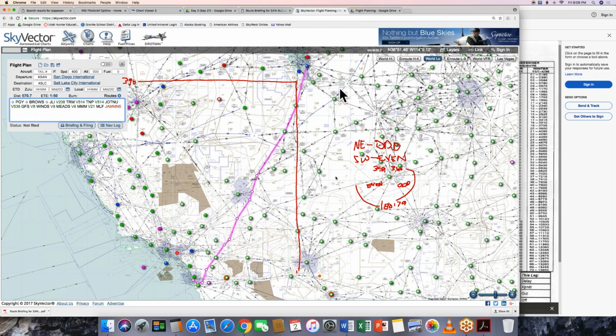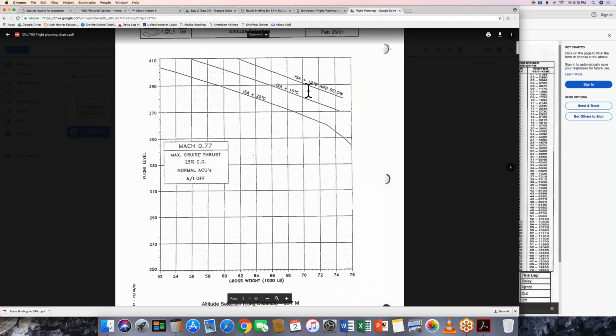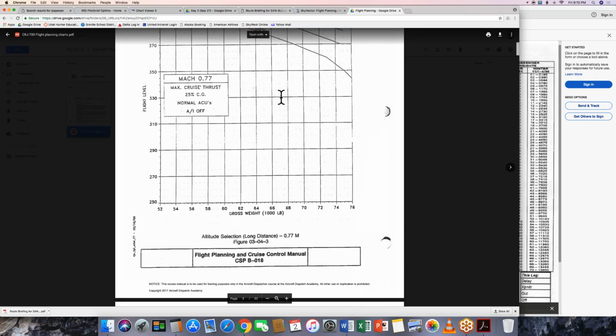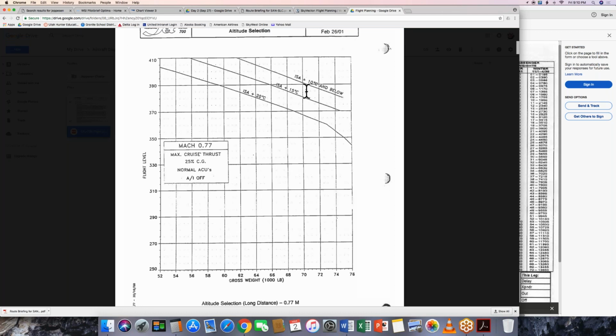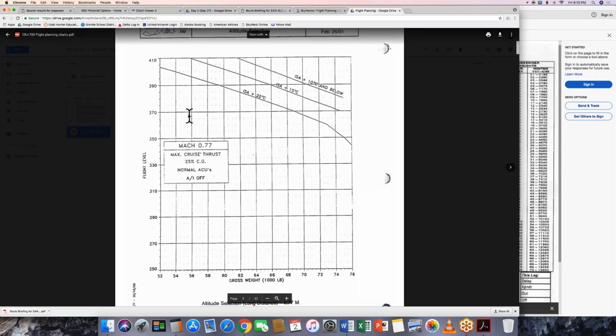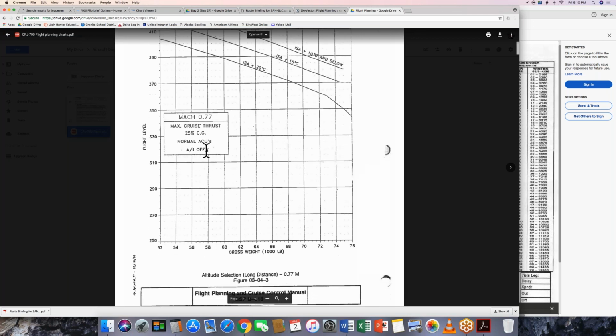So what direction are we headed? Northeast. It's a northeast direction. We're going to plan at odd altitudes. Okay, so 39,000 feet. We're good to cruise at 39,000 feet according to our simplified altitude selection. And we're flying odd altitude, so we'll plan at 39,000 feet. Woo! There we go.